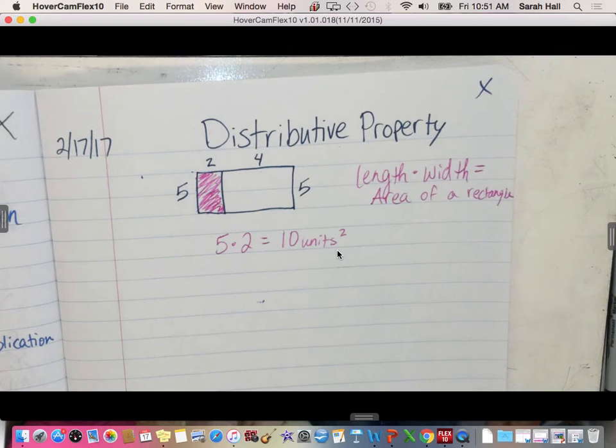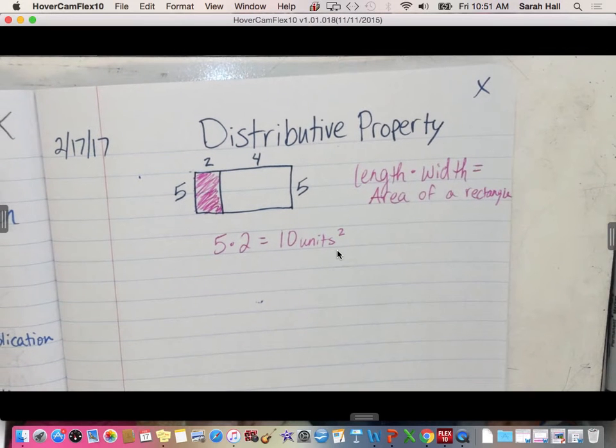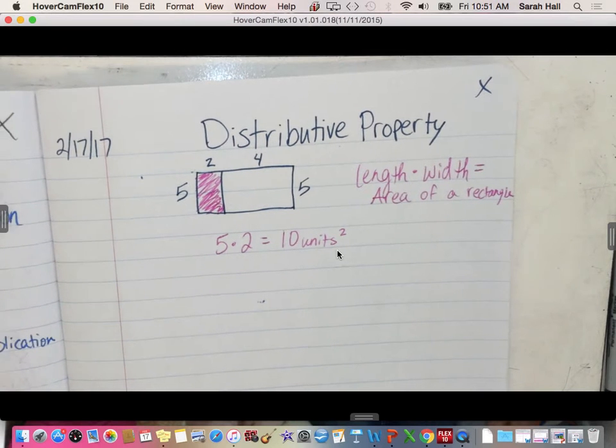And does it matter if I put my 5 first or if I put my 2 first? No. We need to think about the commutative property of multiplication. If I do 2 times 5, is it the same thing as if I do 5 times 2? Yes. So it doesn't matter which order it is. I don't want to focus on length and width. What I want to focus on is, do we know what to multiply and what it's going to tell us? Okay? So you're telling me that the smaller rectangle has an area of 10 units.